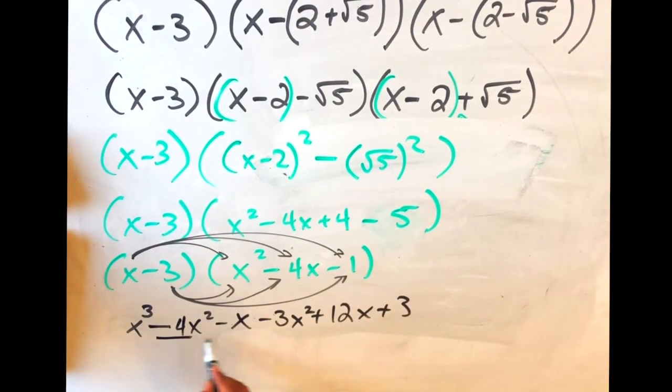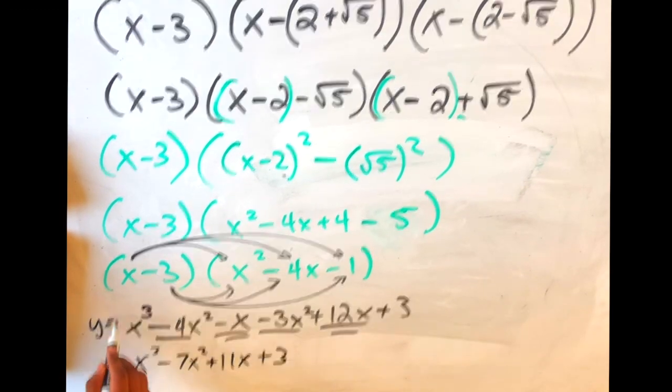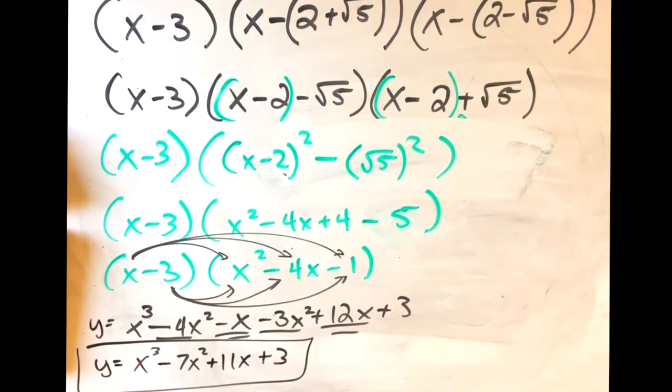And here is my final polynomial. Combine up all the like terms, and boom, we did it. Almost. Hold on. There we go. Done.